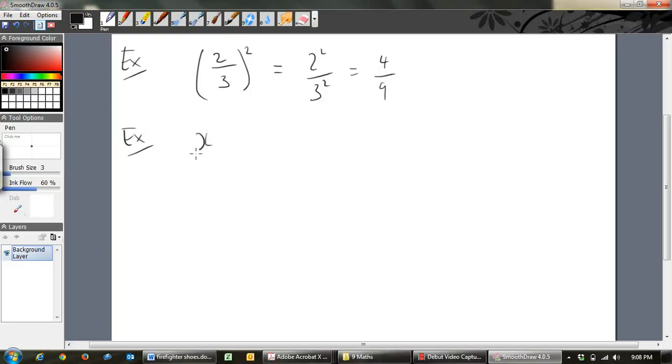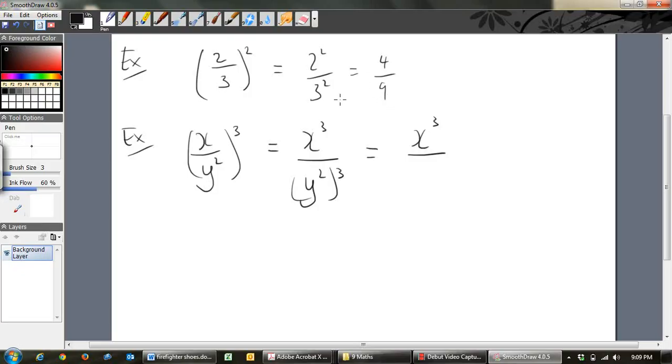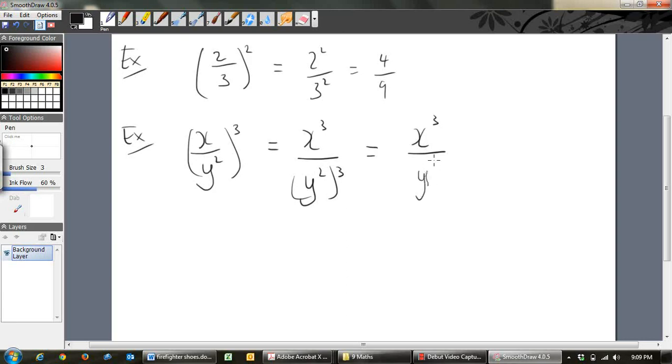Well, let's have x over y squared, all cubed, something like that. Let's see what happens here. Okay, it's the top bit cubed, so x cubed over the bottom bit cubed, so y squared cubed. Let's clean that bottom up. What's y squared all raised to the power 3? In this situation, that's index law number 4, where we multiply those two together. So that's y to the power 6. And there's your answer. And you can see the link between there and there. Cubed, x cubed, y, 2 times 3, y to the 6.